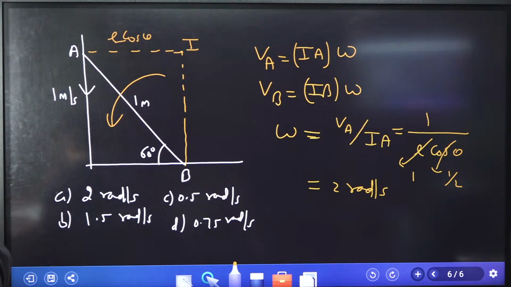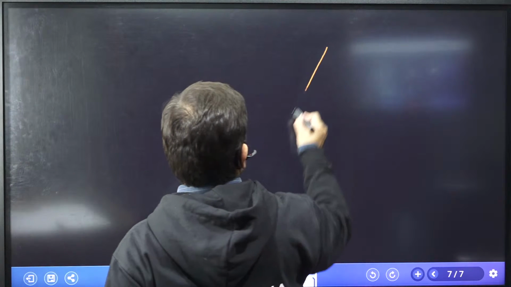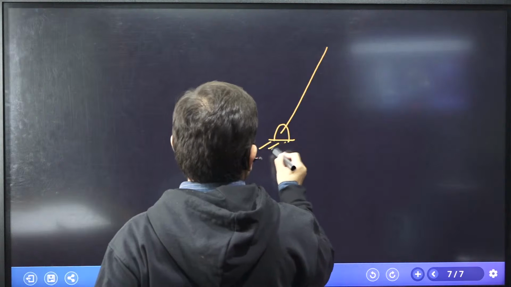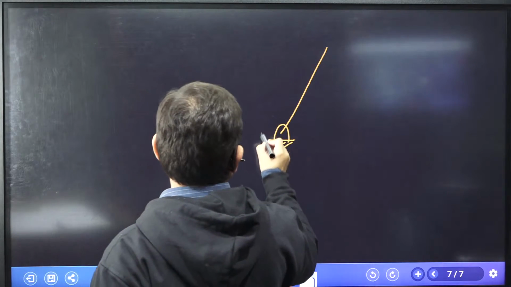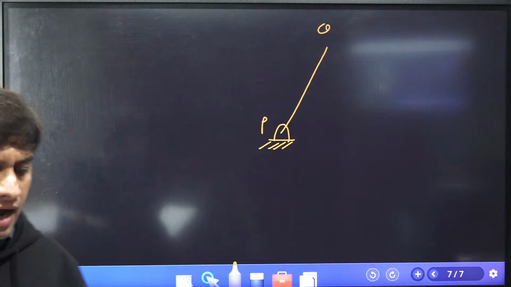Okay, now let me ask you this question here. Let's see whether you answer this question. My next question is a rigid link PQ of length 1 meter. There's a rigid link PQ. One end of that is fixed. Rigid link PQ of 1 meter length is pinned at point P.